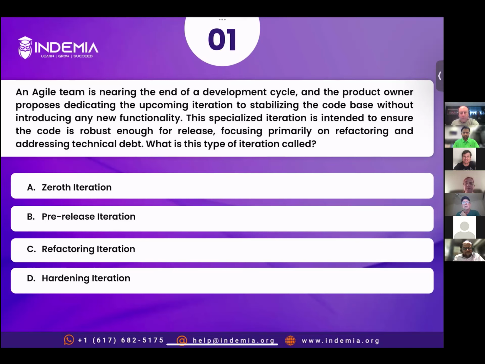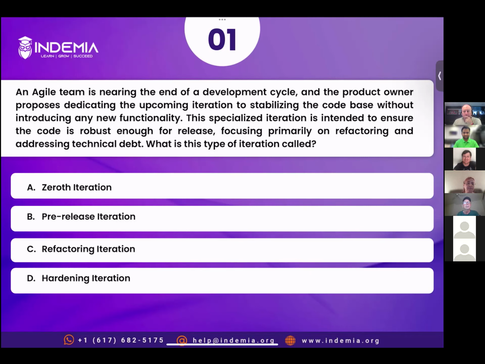All right, Shadan, you have chosen option D. Since it's an agile process, I'm just rereading so that I could answer correctly. Because it's a specialized iteration, so the hardening, I don't want to say the wrong thing, but I think it's D. I'm sorry.